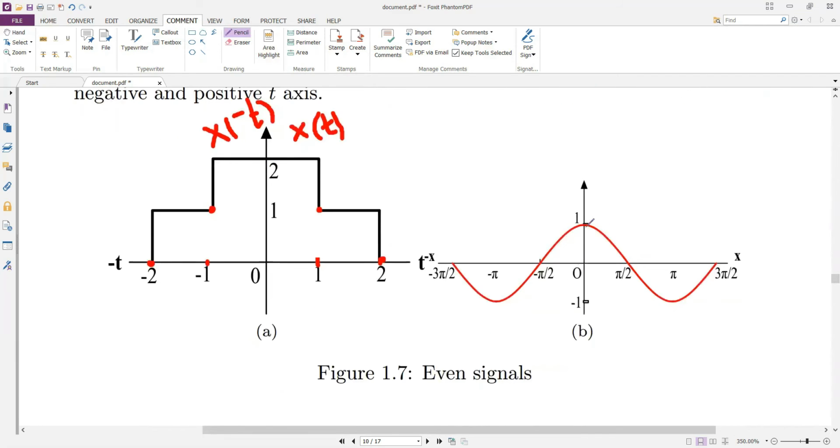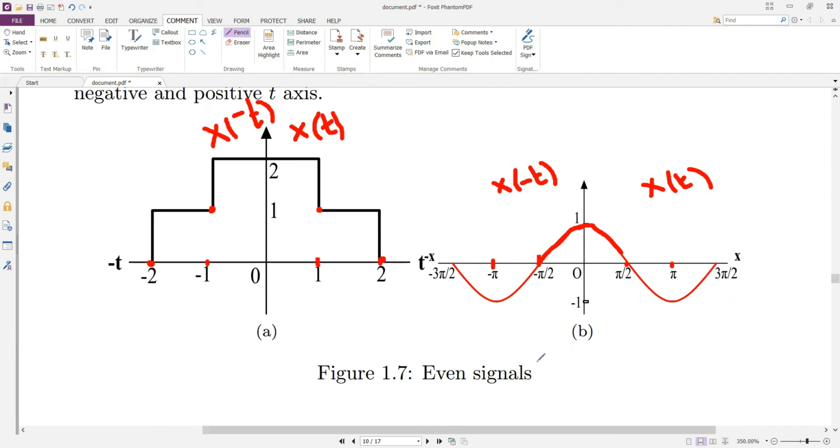The same goes for this particular signal, which is a cosine signal extended in the positive and the negative time axis. If you look at this particular point, the value of the signal is 0 at minus pi by 2 and plus pi by 2. Similarly, the value of the signal is minus 1 at plus pi and minus pi. So this signal is a mirror image of itself. In other words, the values of the signal along the positive time axis are equal to the values of this particular function along the negative time axis.